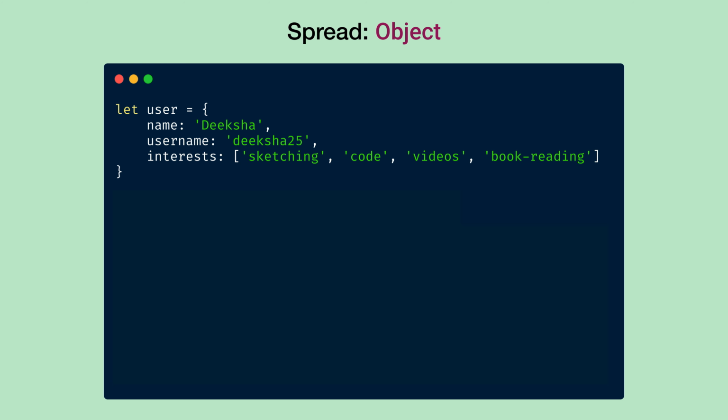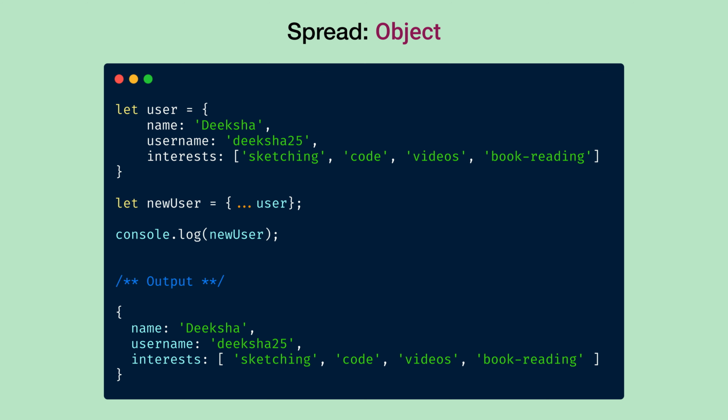Now that you saw how spread works on map, it works exactly the same for JavaScript objects. Let's consider this user variable which holds an object containing user information, including name, username, and an array of user interests. Similar to the map example, we declare a new user object and initialize it by spreading everything that's inside the user object. Logging its value will print all the user entries that are now part of newUser object.